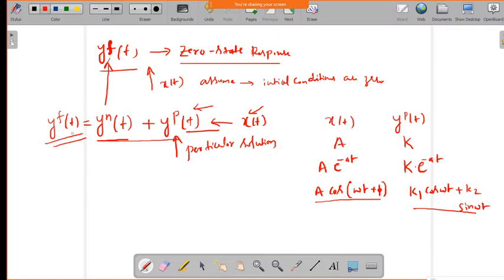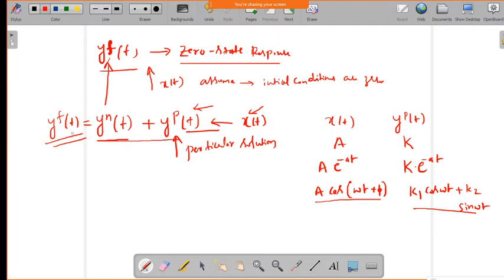Now we already know how to find the natural response. So what is r? y n of t is nothing but t into e power minus 2t. This you have already found out as the natural response.